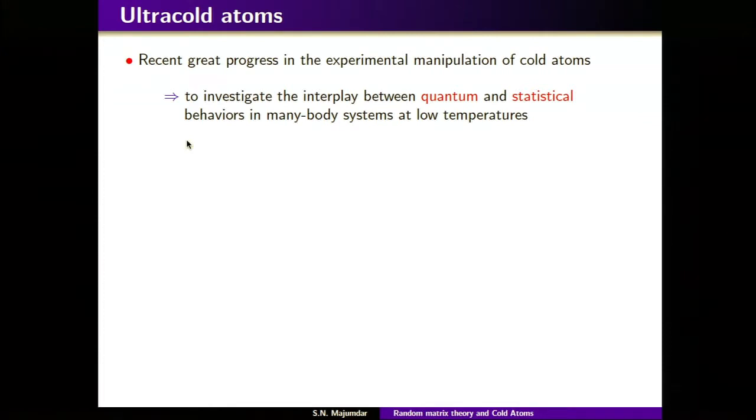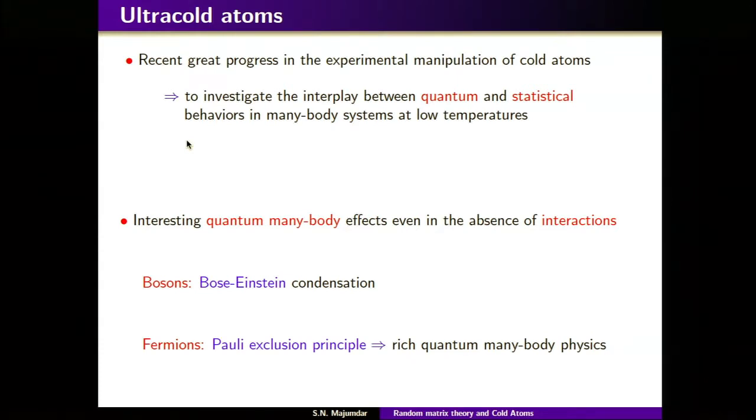These days there has been amazing experimental progress in the study of cold atoms, which allows us to understand the interplay between quantum and thermal fluctuations of many-body systems at low temperatures. In these systems you can have interesting quantum many-body effects even in the absence of interactions. For instance, for bosons you can have Bose-Einstein condensation, even though there is no direct interaction between bosons. Many bosons can pile into the ground state.